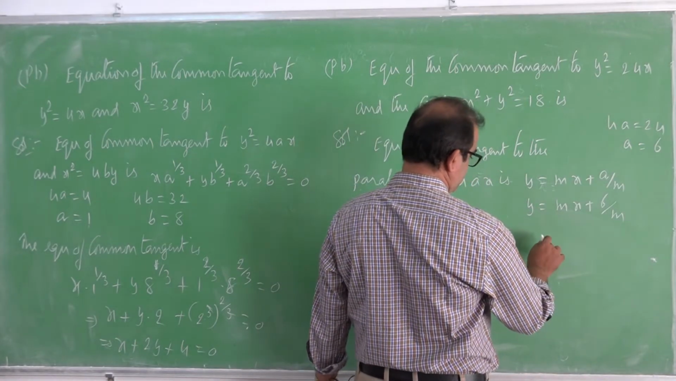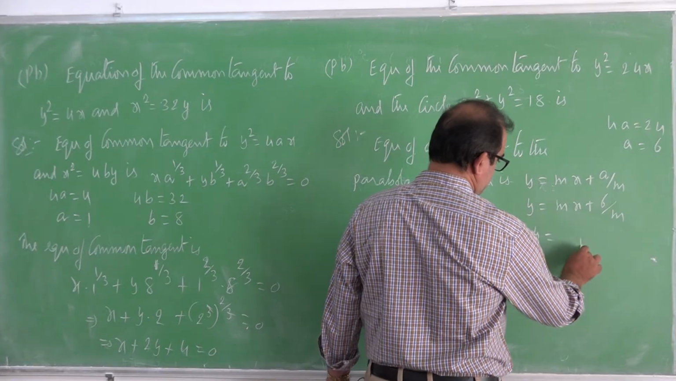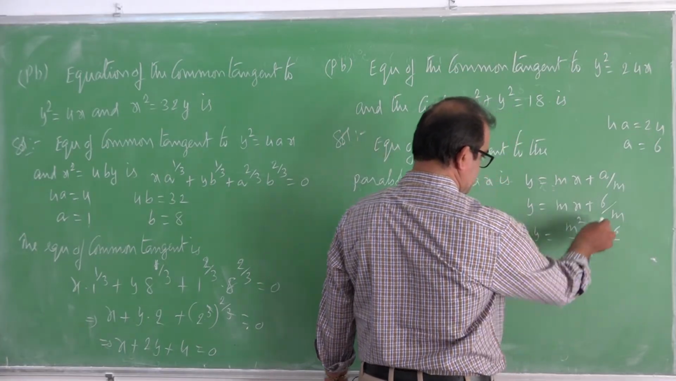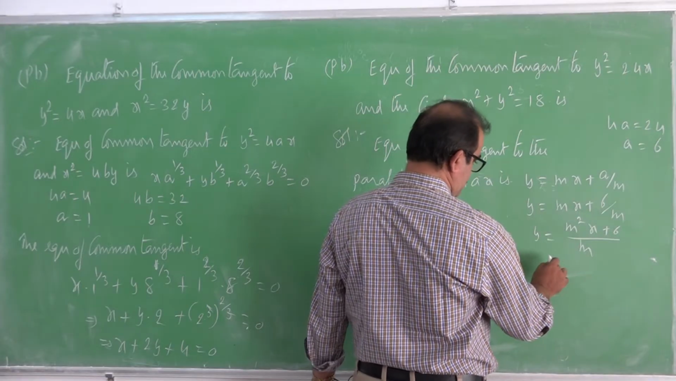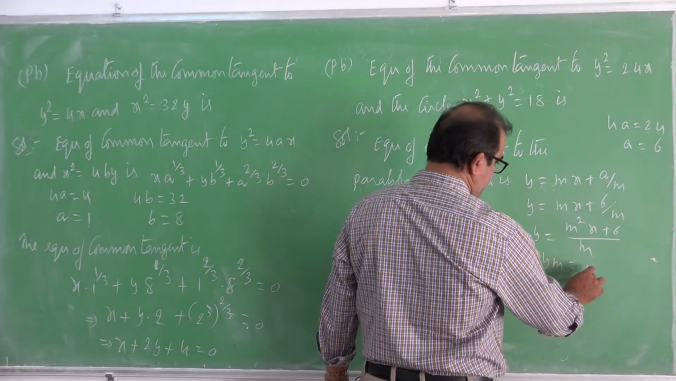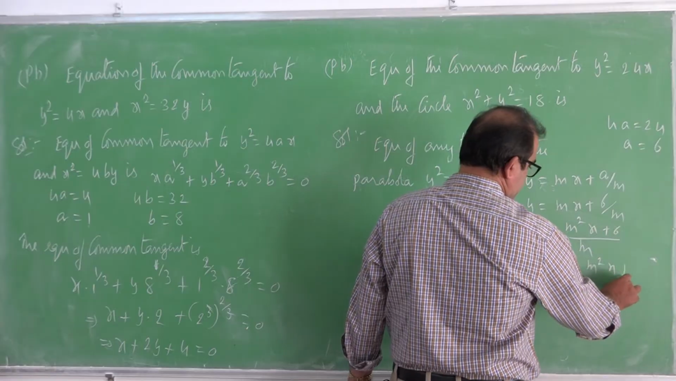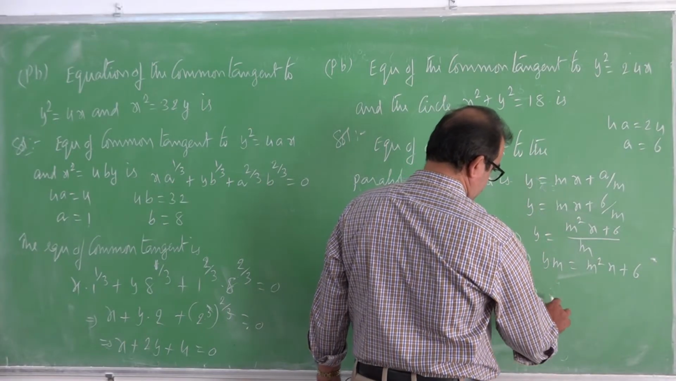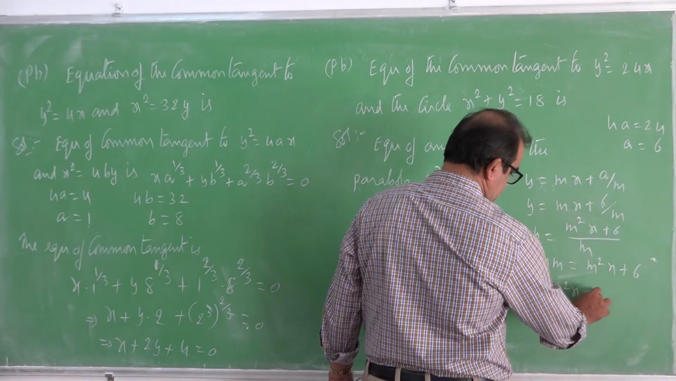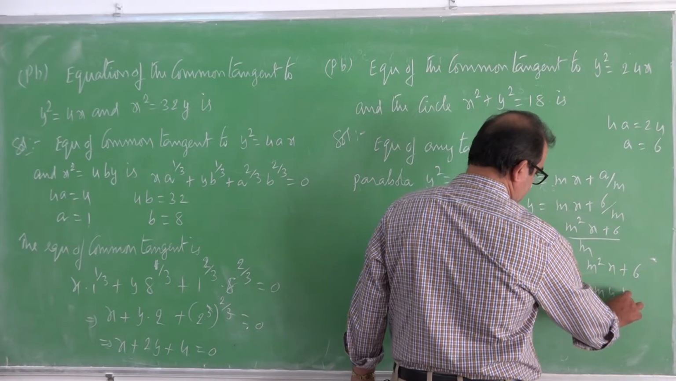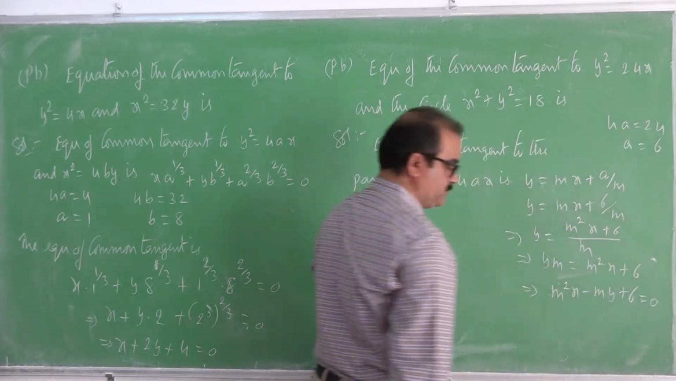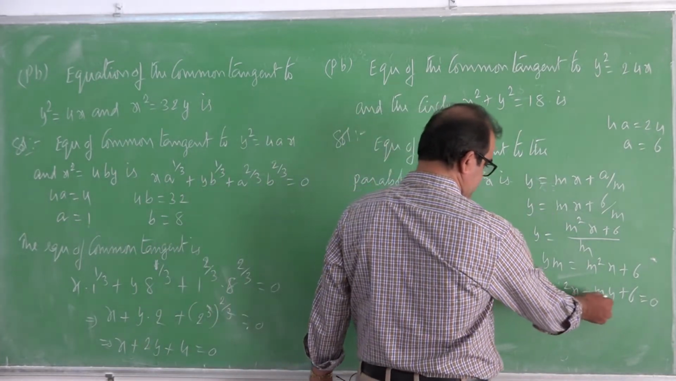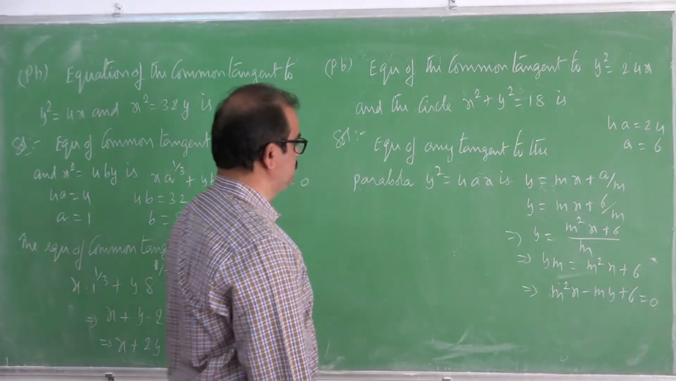On simplifying, we get y is equal to m square x plus 6, taking LCM. Now cross multiplying, y into m is equal to m square x plus 6, or write it as m square x minus m into y plus 6 is equal to 0. It is in the form of ax plus by plus c is equal to 0.